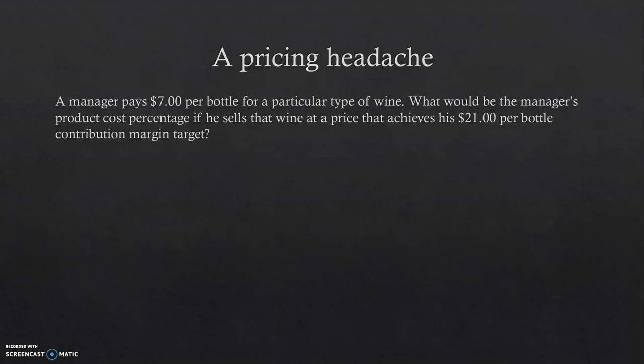So, a manager pays $7 per bottle for a particular type of wine. What would the manager's product cost percentage be if he sells the wine at a price that achieves $21 per bottle contribution margin? So the first thing we need to look at is how much it costs. So let's go ahead and underline this. It's $7 per bottle. Okay? And we have a $21 per bottle contribution margin target.